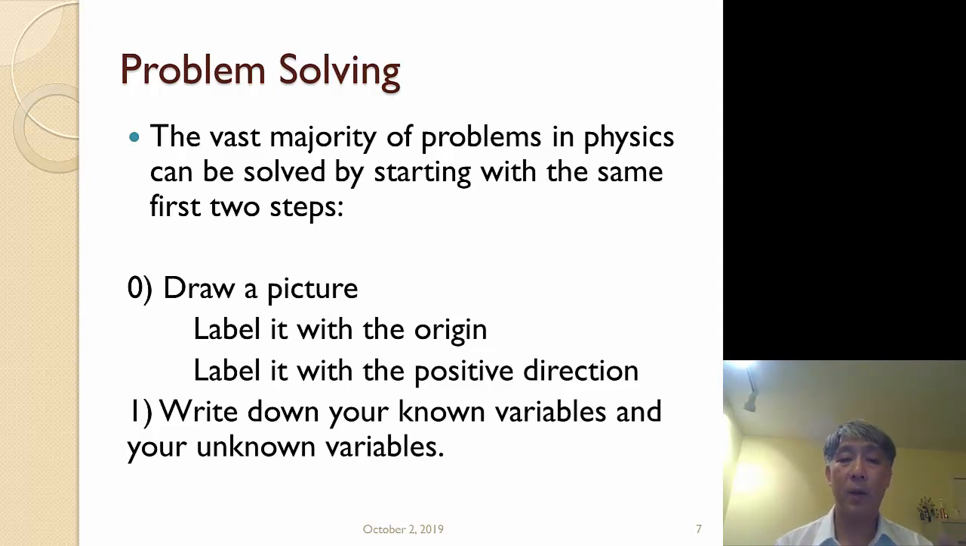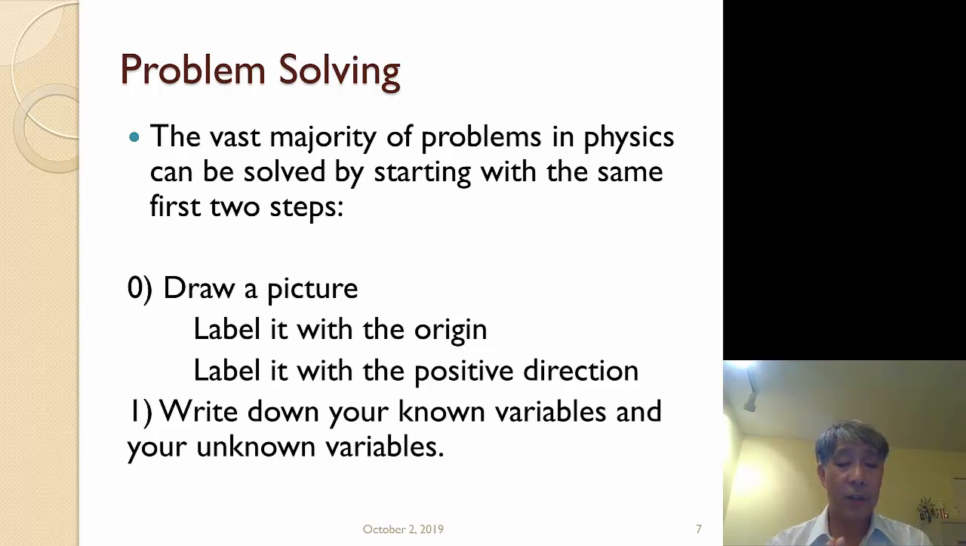picture. In the problems that we're going to be working on, it probably makes sense to label an origin on the picture and also label which direction is positive. Is the rightward direction positive? Is upwards positive? Because that's going to determine the sign of your variables. Most of your variables are vectors, and the direction corresponds with the sign.